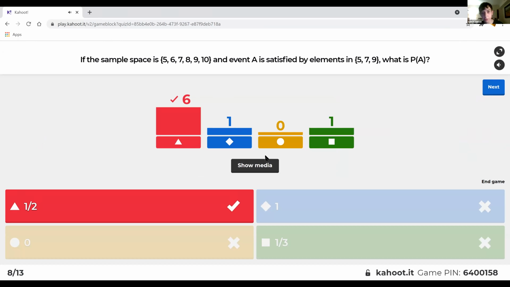Well done. Most of you got this one. So this one is just the number of elements in A, which is 5, 7, and 9, so that's 3. And then the number of elements in the sample space is 6. And 3 divided by 6 is 1/2. So that is the probability of A.